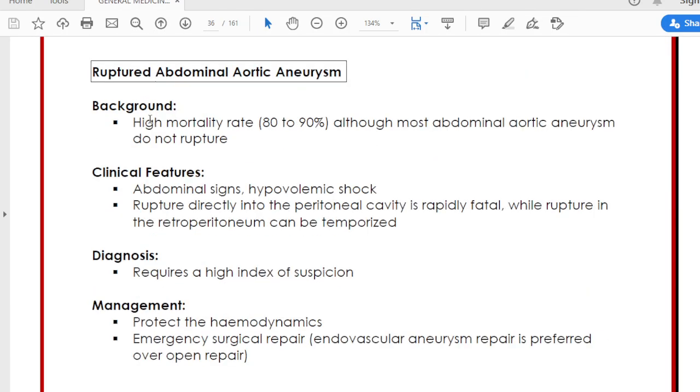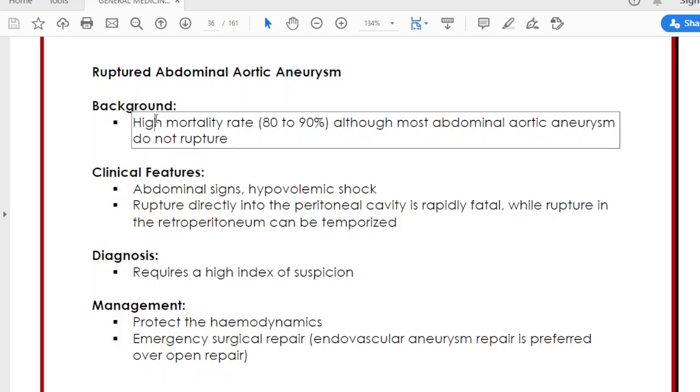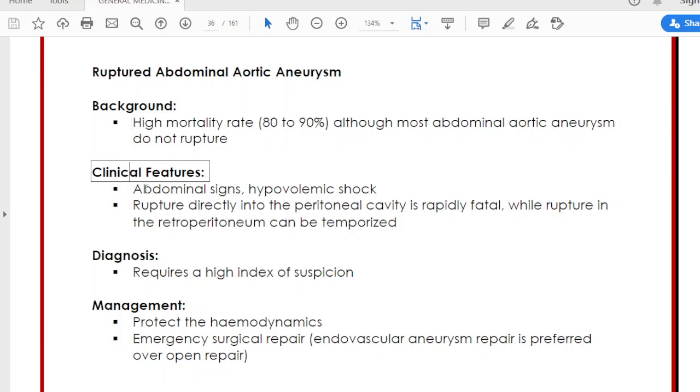Ruptured abdominal aortic aneurysm. Background: high mortality rate, 80 to 90%, although most abdominal aortic aneurysms do not rupture. Clinical features: abdominal signs, hypovolemic shock. Rupture directly into the peritoneal cavity is rapidly fatal, while rupture in the retroperitoneum can be temporized. Diagnosis: requires a high index of suspicion. Management: protect the hemodynamics. Emergency surgical repair; endovascular aneurysm repair is preferred over open repair.